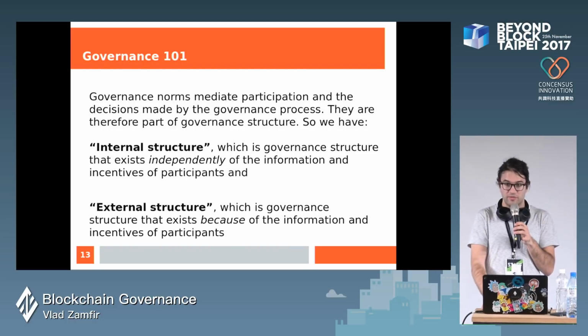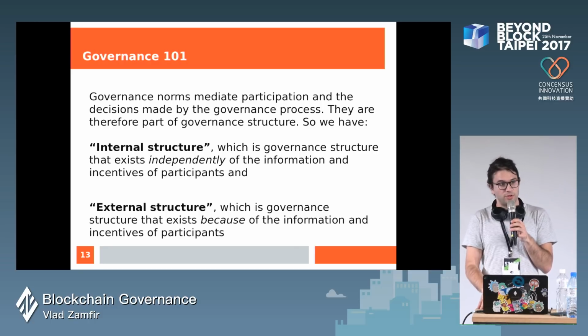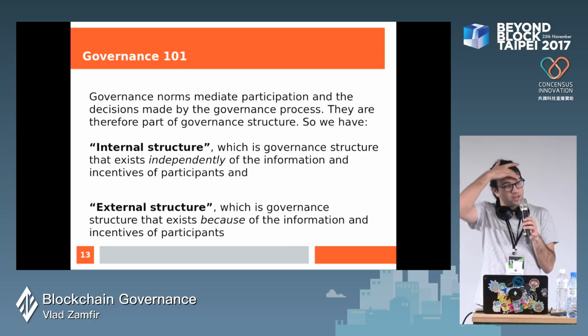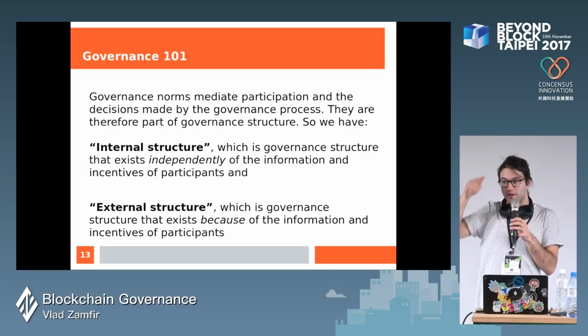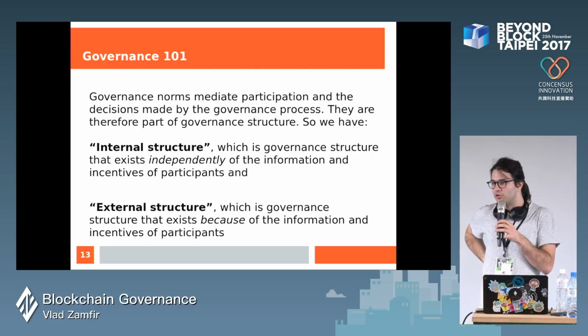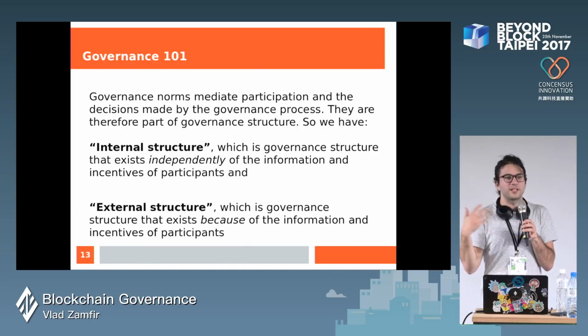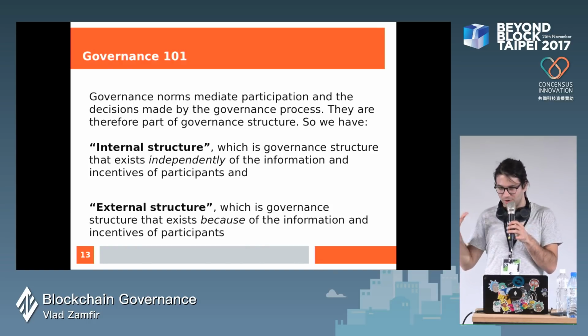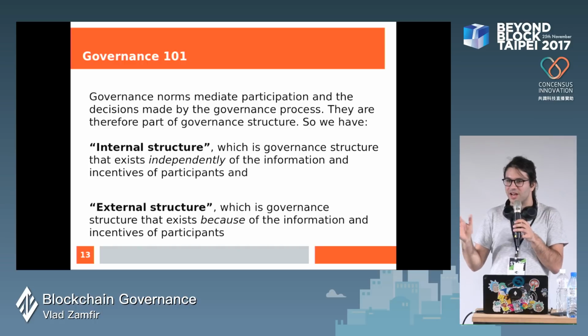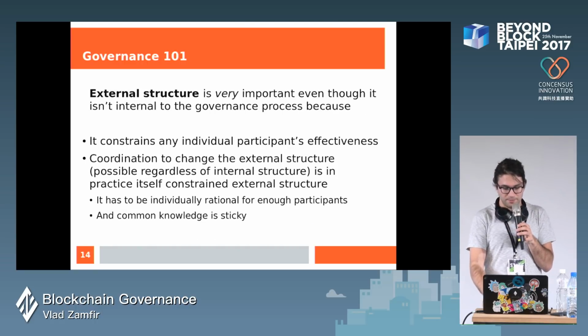So for example, if we have a governance process where the norm is that we only show up on Tuesdays and you show up on Wednesday and there's no one there, you're not going to be that effectual. And so the Tuesdays-only structure, although it's not part of the internal structure, is part of the governance structure because of the norm, because the norm isn't something that any one participant can change, right?